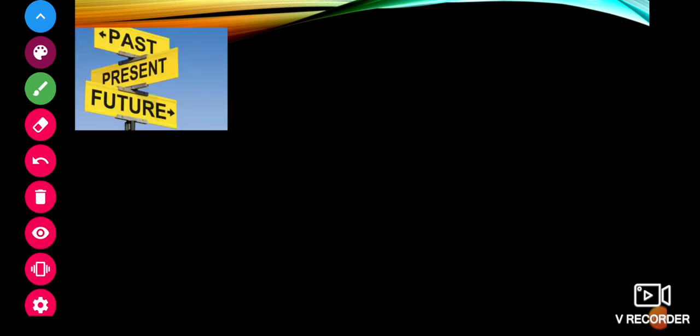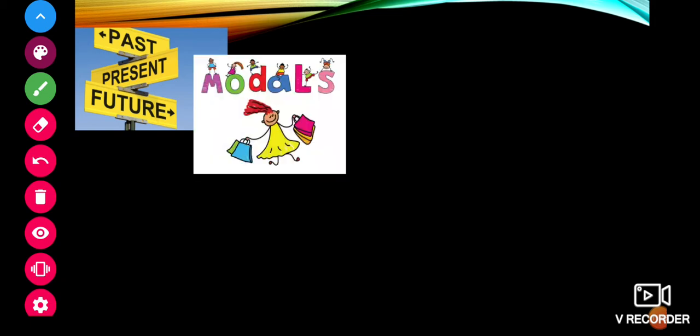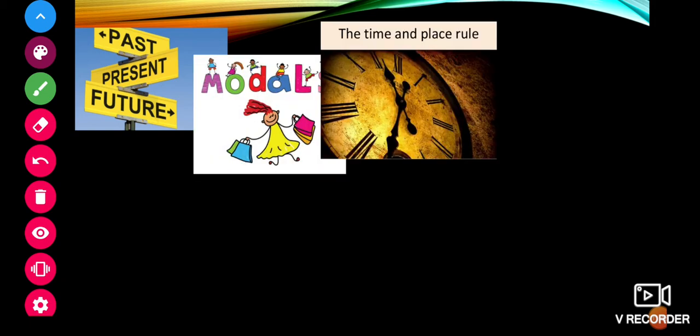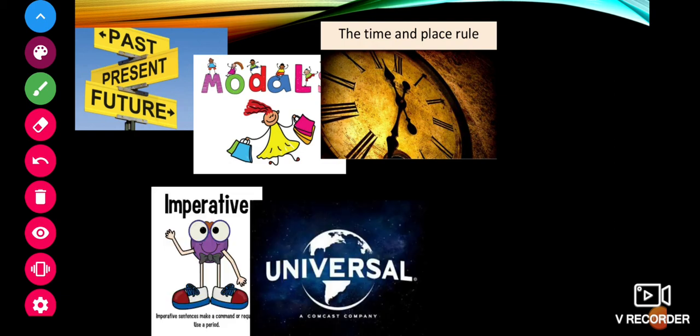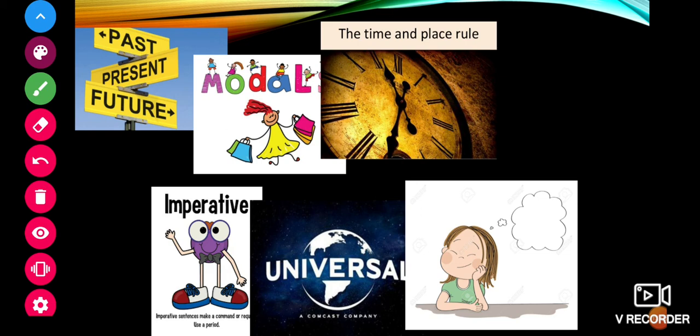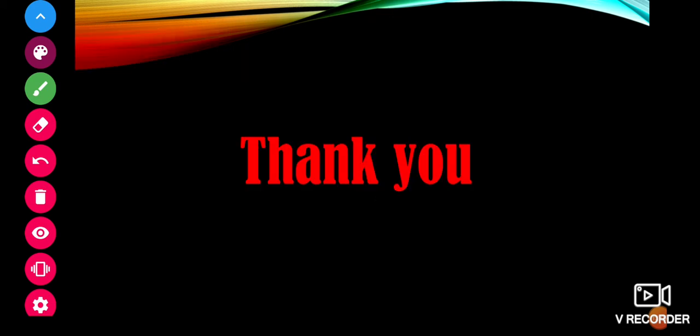So students, here we have seen the change in tenses, change in modal verbs, change in time and place rule. In the next video, we will see imperative sentences and how imperative sentences change from direct to indirect. We will see universal rules and how they change from direct to indirect, and we will see how imaginary conditions affect direct and indirect speech.